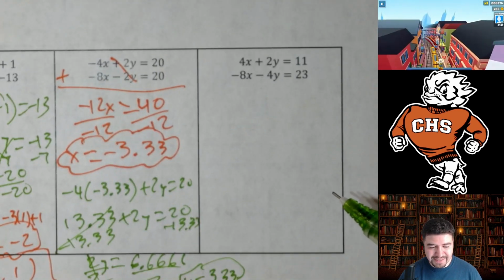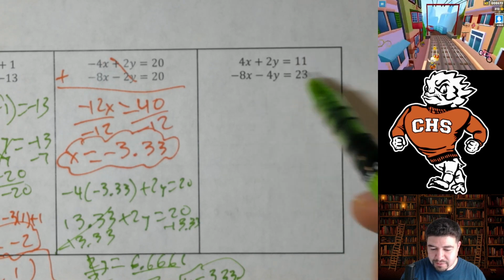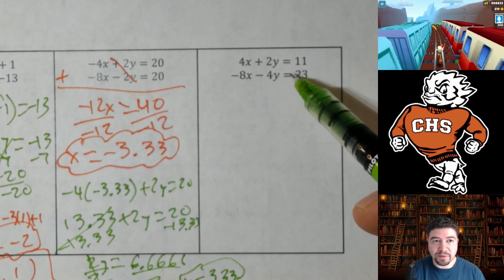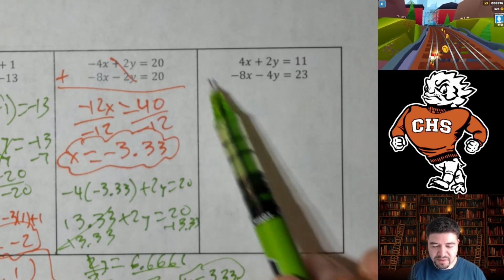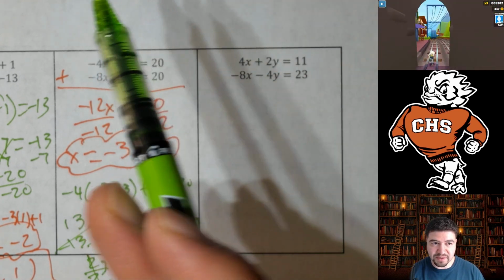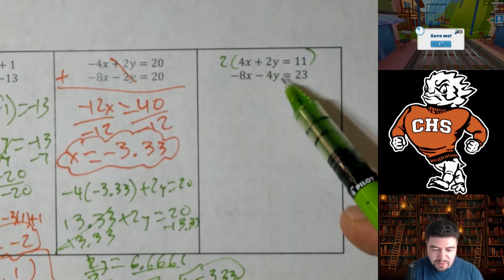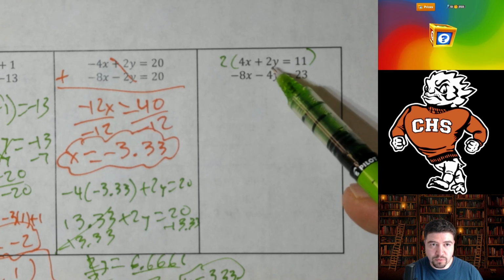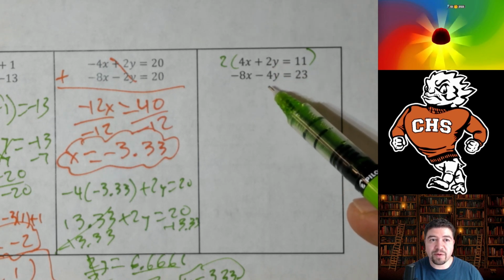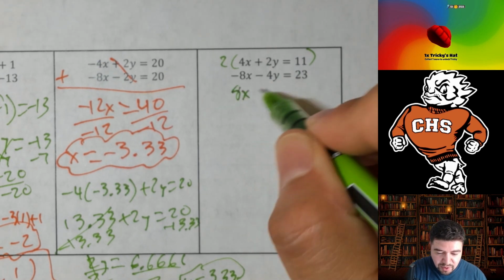Okay, moving on to our last system using algebra. We have, again, an elimination problem, and I can tell it's elimination because of the way this is set up. Both x's and y's are in the same spot, same side of the equal sign. So I'm going to multiply this one by 2 so that I can get this 2y to equal 4y. Then it's going to cancel out with that negative 4y, and then we have ourselves an elimination problem.